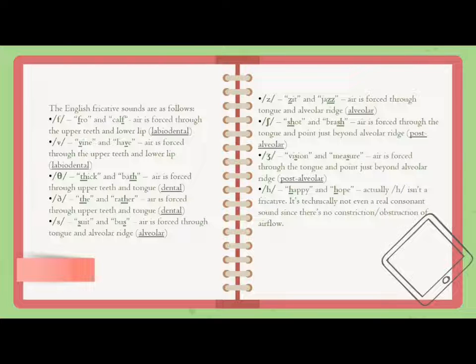And the next one is sh, as in shot and brush. Air is forced through the tongue and a point just beyond the alveolar ridge, post-alveolar. The next one is zh, as in vision and measure. Air is forced through the tongue and a point just beyond the alveolar ridge, post-alveolar.